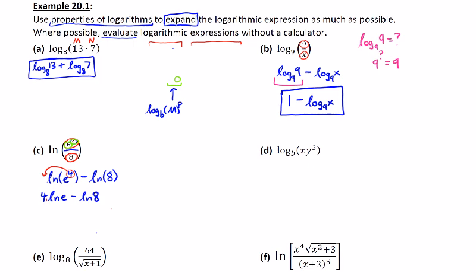And then the natural log of e is going to end up being one of those expressions that we could evaluate without a calculator, and it's going to end up becoming 1. So the final look on this is going to be 4 minus the natural log of 8.